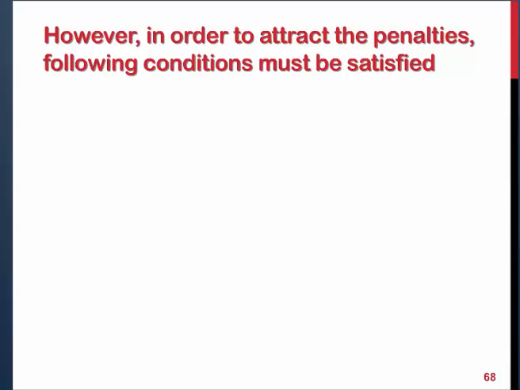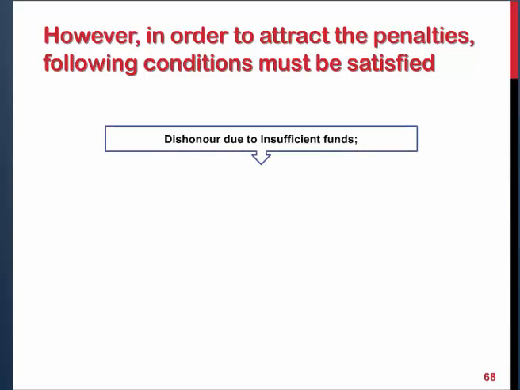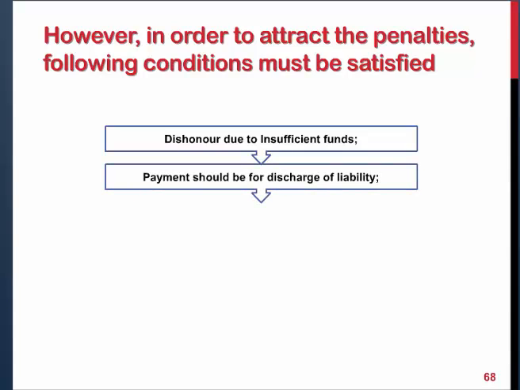However, in order to attract the penalties, the following conditions must be satisfied. 1. The cheque should have been dishonoured due to insufficiency of funds in the account. Please note, in case of stop payment, it shall be deemed to have been so dishonoured for insufficiency of funds unless stop payment can be justified. Second, the payment for which the cheque was issued should have been in discharge of a legally enforceable debt or liability in whole or part of it.